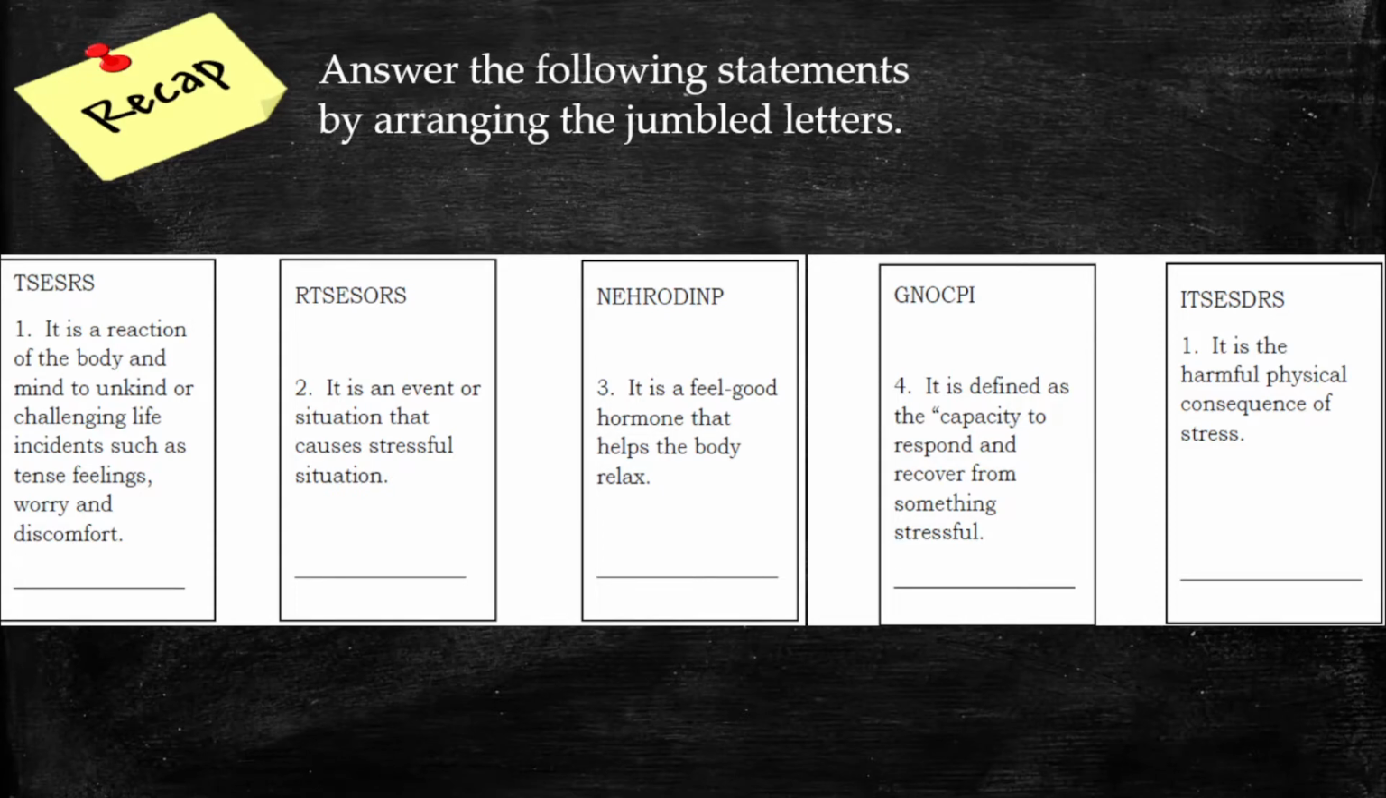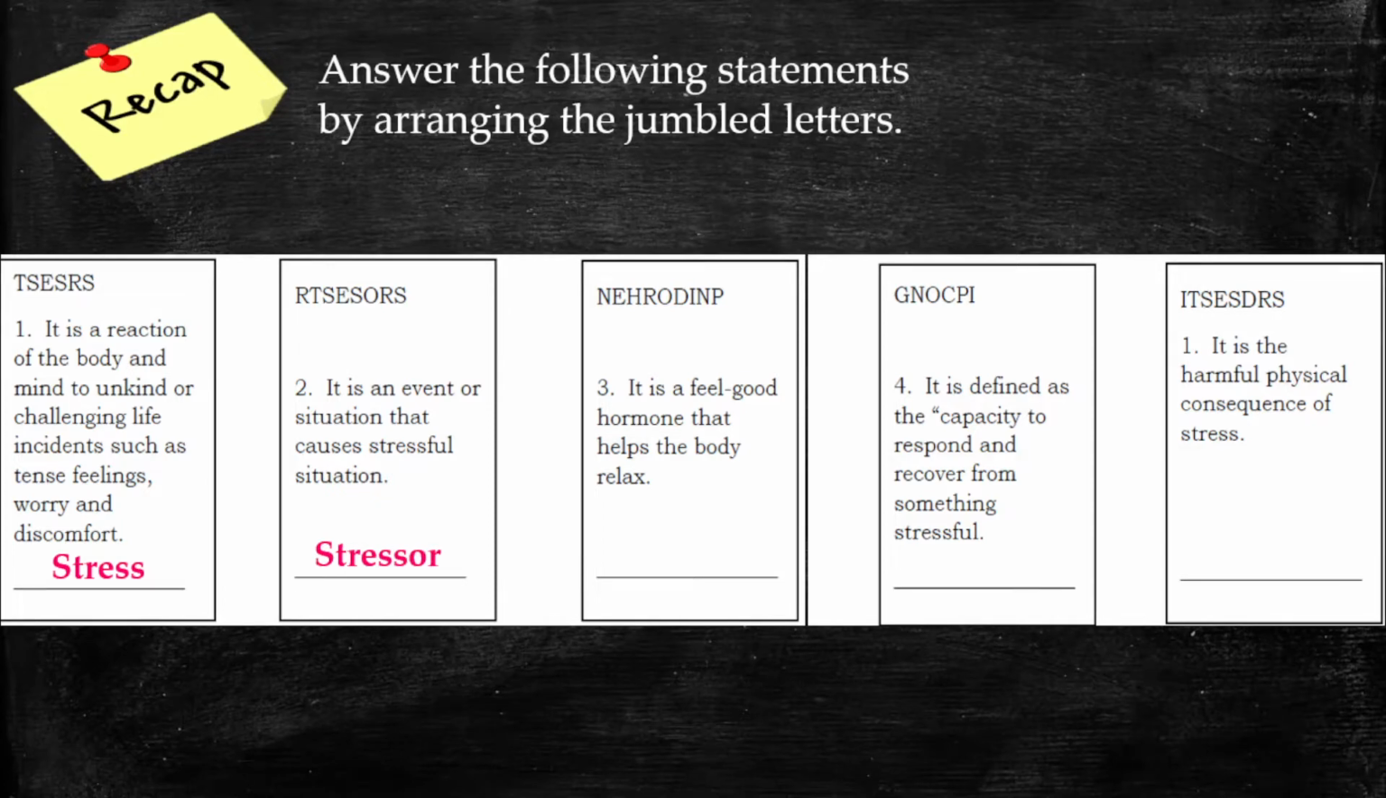It says here that it is a reaction of the body and mind to unkind or challenging life incidents such as tense feelings, worry, and discomfort. So the answer is stress. For number 2, it is an event or situation that causes a stressful situation. So the answer is stressor.